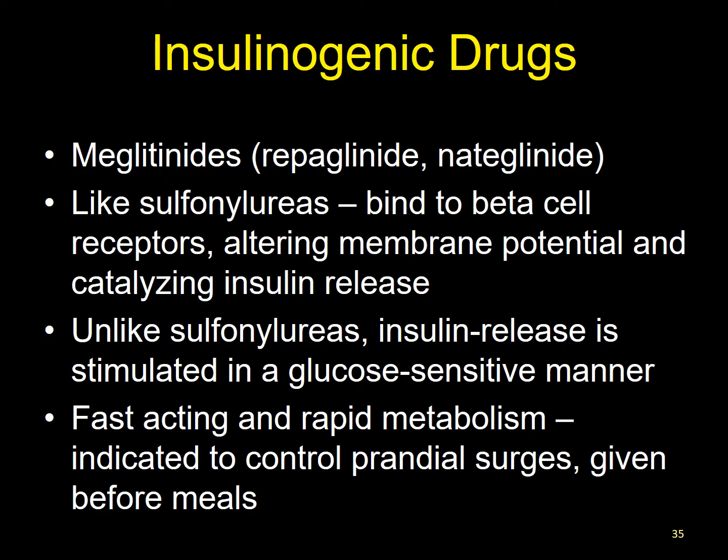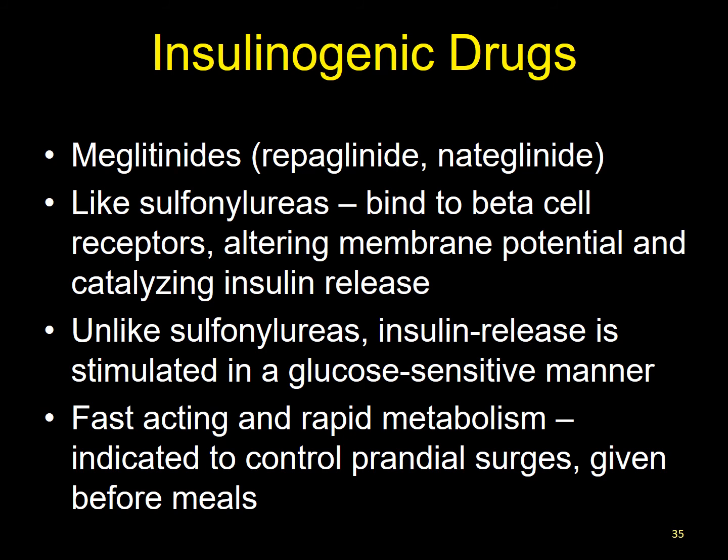The other group of insulinogenic drugs are the meglitinides. The meglitinides, you may not hear so much of them. They were a little bit of a flash in the pan. I believe there's only two on the market, repaglinide and nateglinide. These were marketed as Prandin and Starlix. Repaglinide is Prandin, nateglinide is Starlix, and they work in very much the same way.